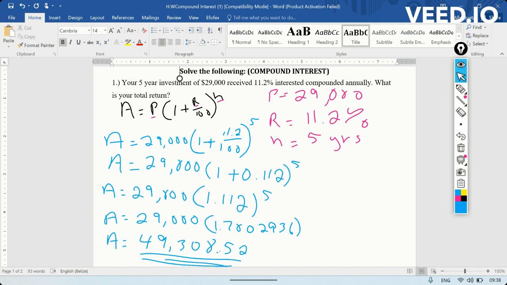Amount equals principal, open bracket, 1 plus rate over 100, raised to the n. P is for the principal, the amount you're investing. R is for the rate, always percent, all right? 2%, 3%, 5%, in this case, 11.2%. And then N is the number of years, and in this case, we're investing for 5 years. You substitute, and then you use your calculator to solve your question.